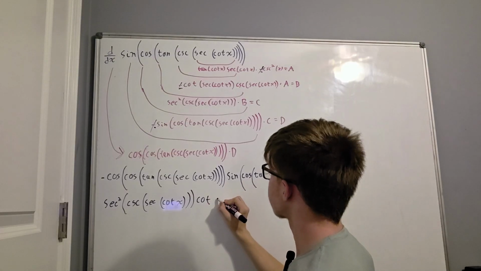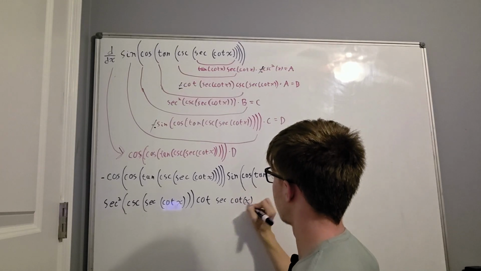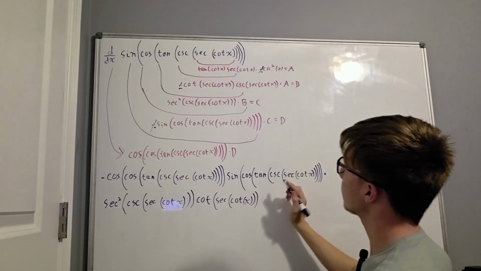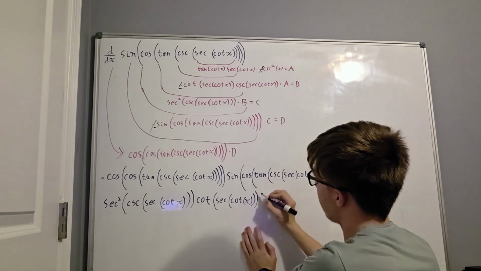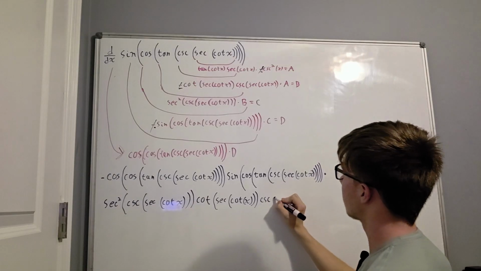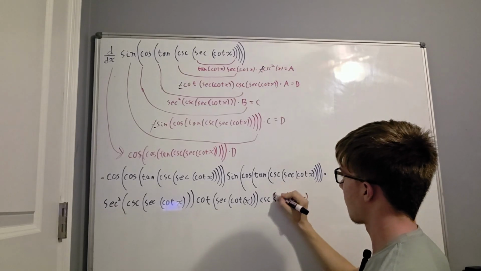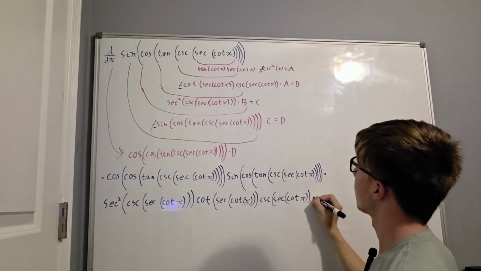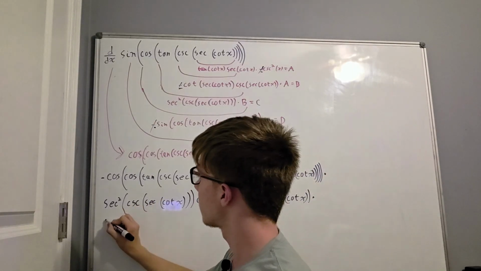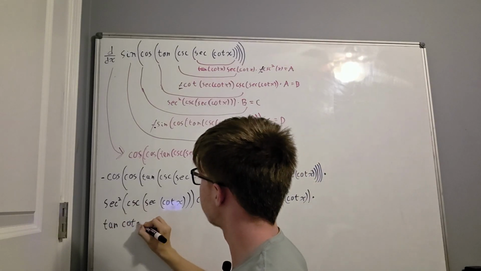Now we got cotangent of secant of cotangent of x, right? Times, what's our next one? Cosecant. And after this, I'm going to say the whole thing, and that's going to be super fun. Cosecant of secant of cotangent of x. Parentheses. Yep. And times our last set is over here. Tangent of cotangent of x.